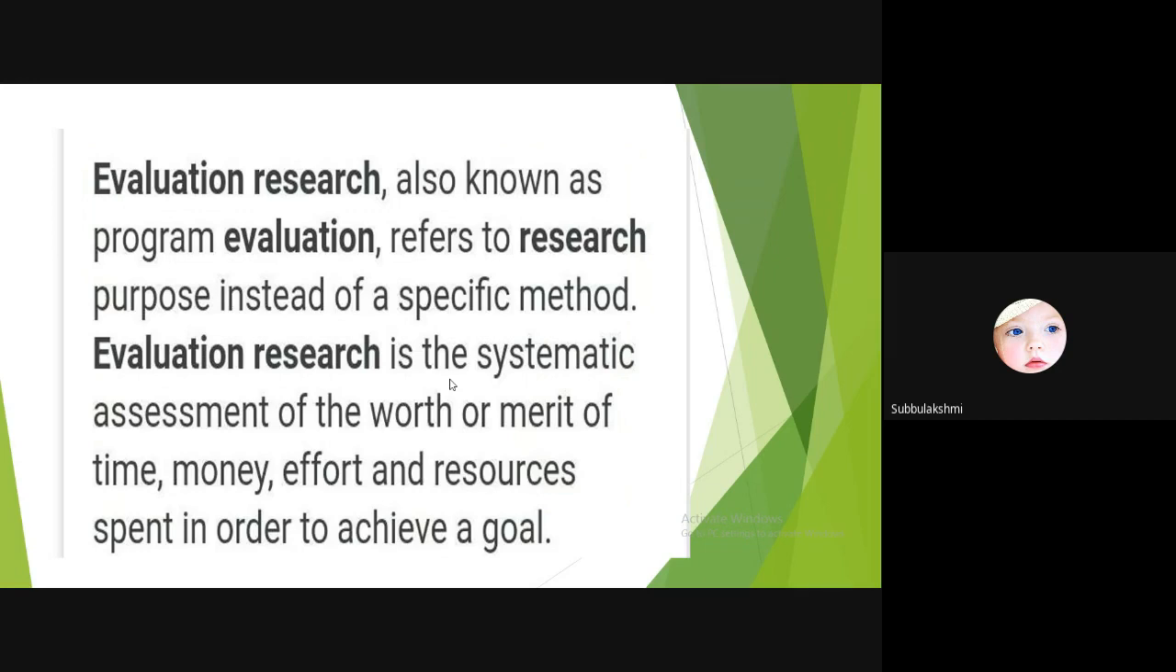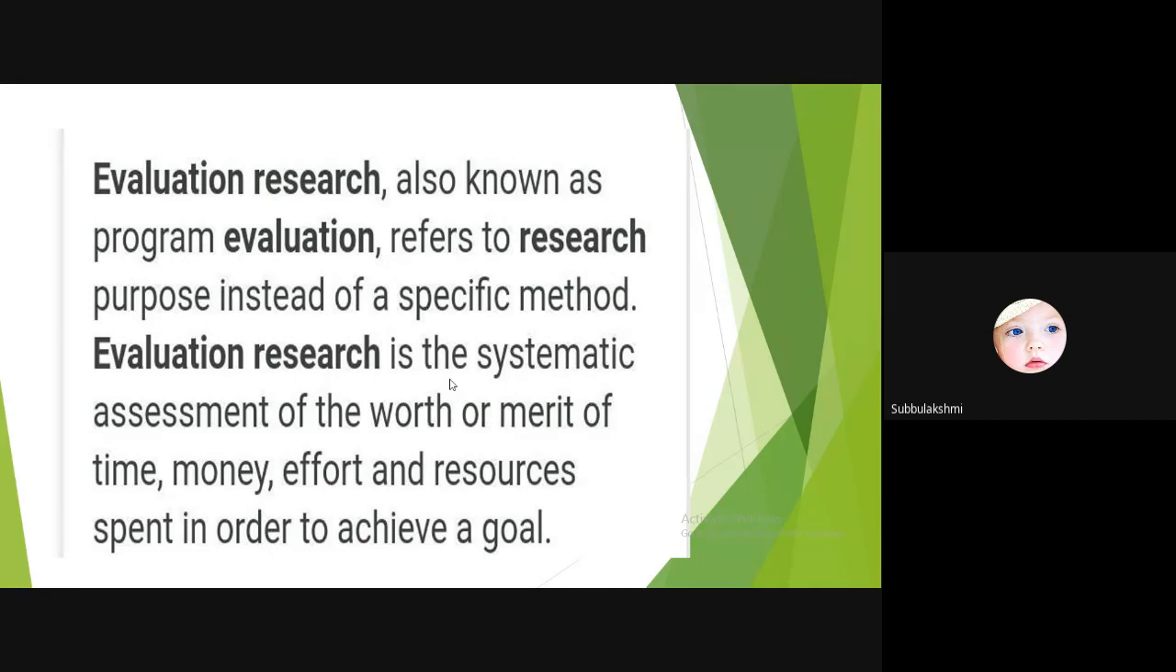Next. So this is also known as evaluation research. The term evaluation research is equivalent to evaluation, which refers to a research purpose instead of a specific method. It is an assessment of the worth or merit of time, money, effort and resources. So this is connected with business research. The evaluative type of research is very sensitive, because the person who chooses this type should be very careful in giving their data.